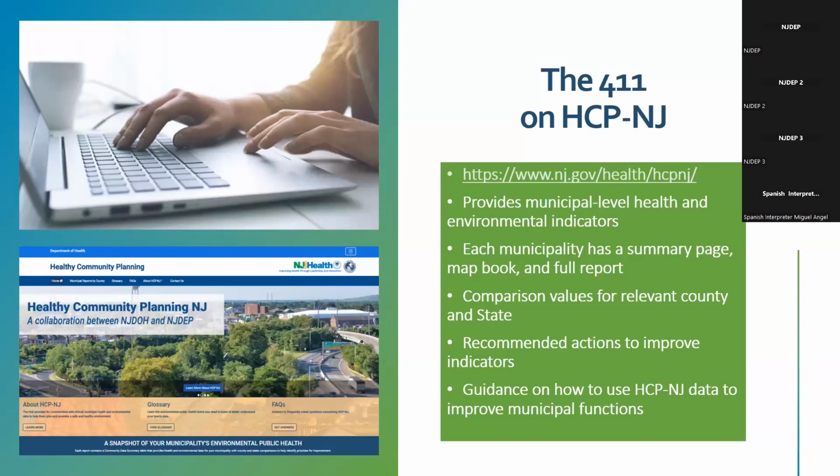So basically the baseline on this, and that link is live, and I'm sure that they're going to share our slides. But basically what this does is it has online a municipal level health and environmental indicators report for each of the municipalities in New Jersey. So for all 564 municipalities in New Jersey, they each get their own report.